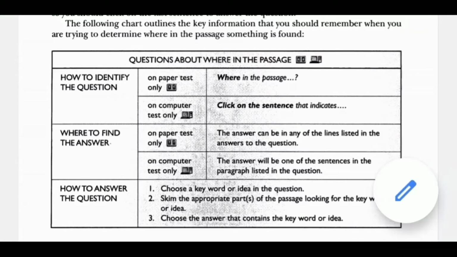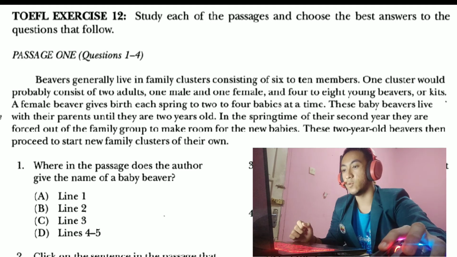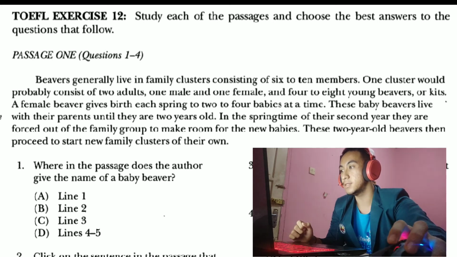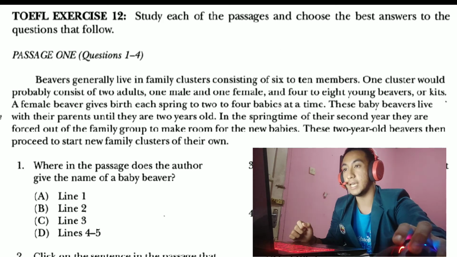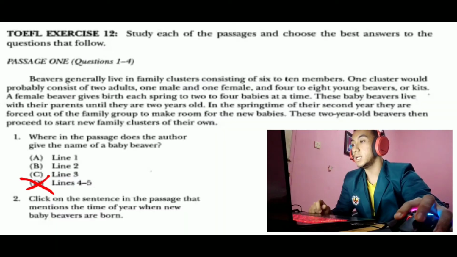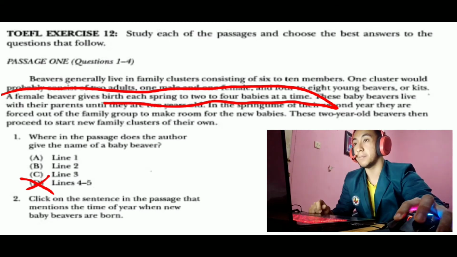TOEFL exercise, skill 12. Number 1. Where in the passage does the author give the name of baby beavers? The answer is B, line 2, because the author writes down the name of baby beavers in line 2. Number 2, click on the sentence in the passage that mentions the time of year when the new baby beavers are born. The answer is in line 3. The author mentioned a female beaver gives birth each spring to 4 babies at a time.